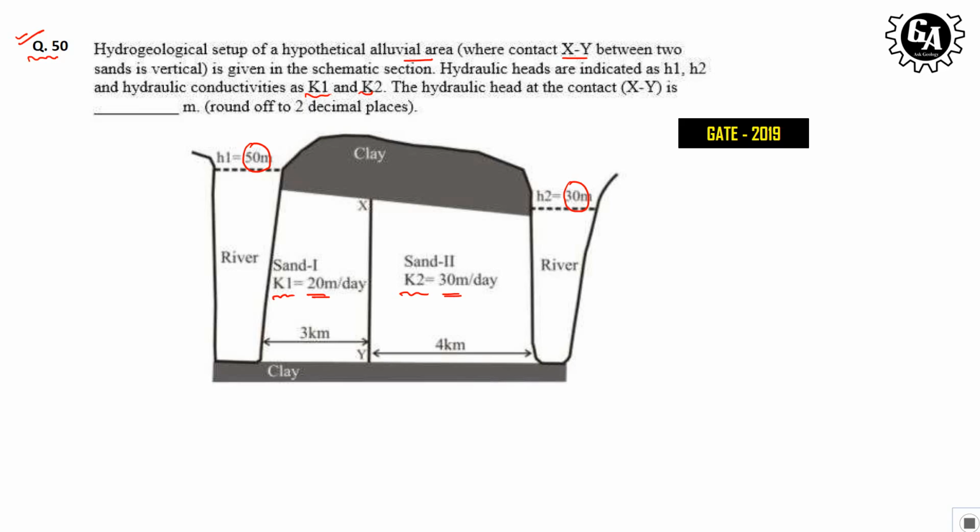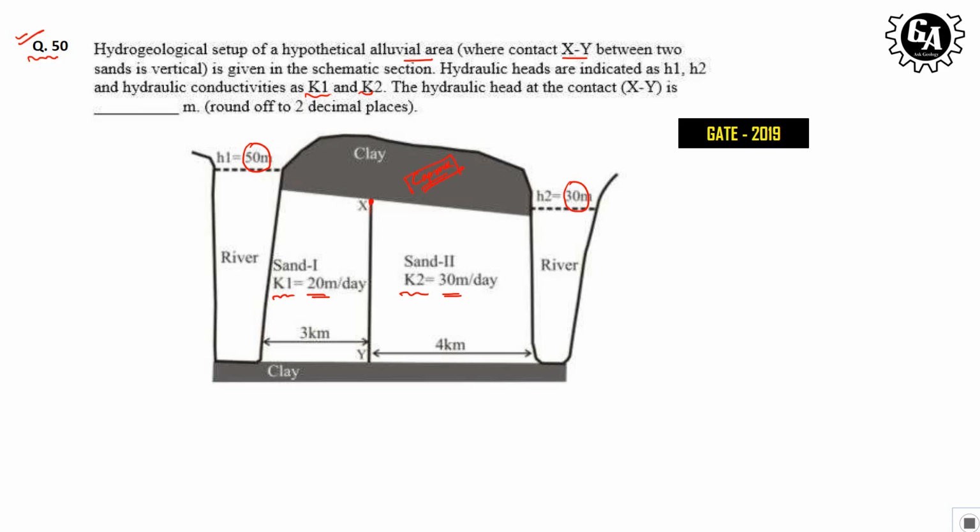What is the hydraulic head at the contact XY? Because you can see this clay is porous but not permeable. It acts as a cap. It is not a cap rock in this case, because it is not related to the petroleum industry, but it will not allow the water to pass through, so this is a good cap rock.